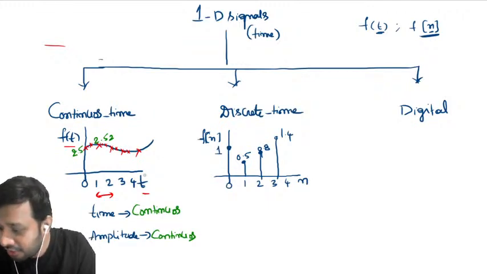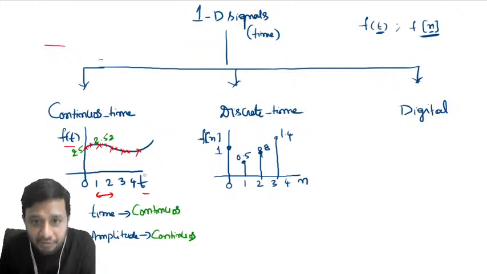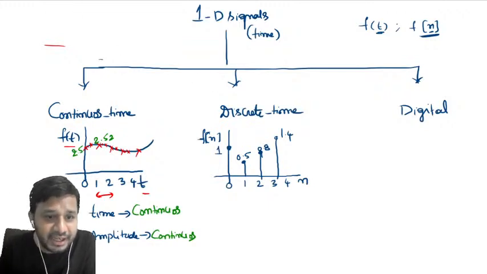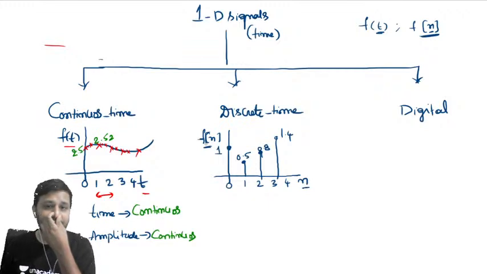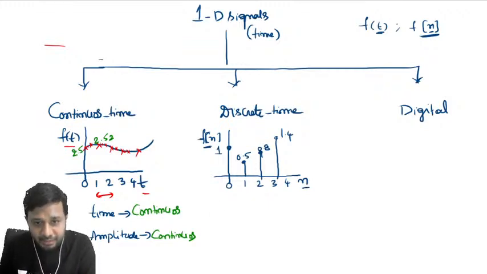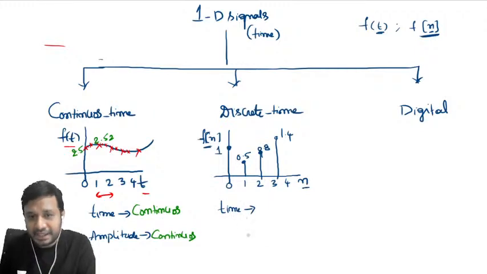Now, after knowing the definition, we'll see again what is the nature of this independent variable and what is the nature of this dependent variable in the case of discrete time signals. The independent variable, what we are going to consider is again time, but integer values of time, and the dependent variable forms your amplitude.